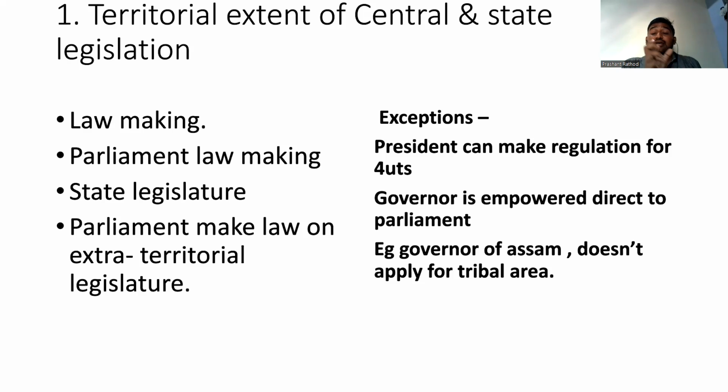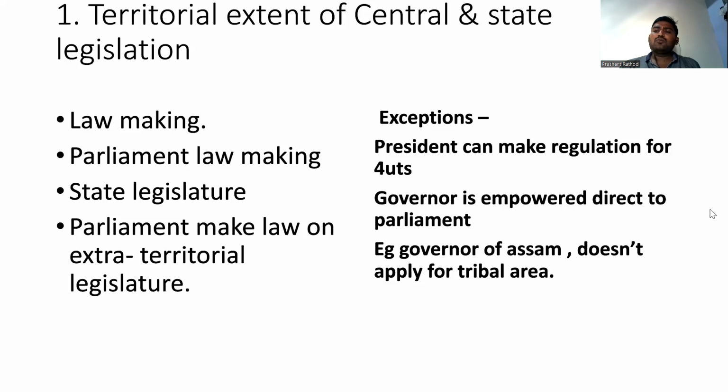Autonomous body means they have their own rules, they can keep themselves, because they have their own structure. They never come out and never come inside, meaning they are restricted, and the governor cannot enter the scheduled area. Example, the governor of Assam does not apply to the tribal area, because the President directly enters. Example, Mizoram, Tripura, Meghalaya: in these states Parliament can directly make laws.